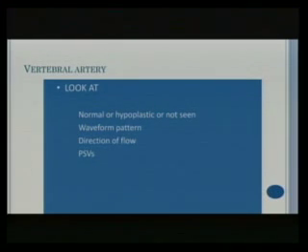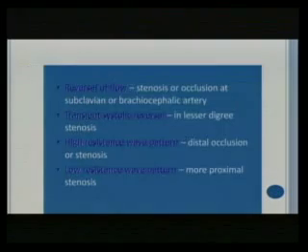You want to see the waveform pattern, definitely you want it to be a low resistance waveform. You want to see direction of flow because we talk about the subclavian steal phenomenon, and you want to see the peak systolic velocities. And as I have mentioned to all of you, the variation in peak systolic velocities bilaterally should not be more than 15 centimeters per second. It should be within the 15 centimeters per second range between the right and the left.